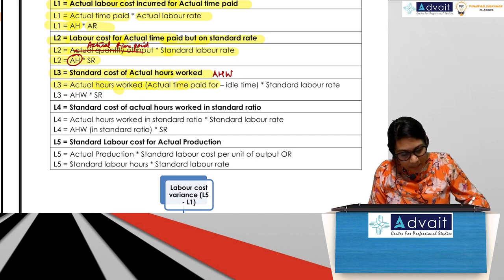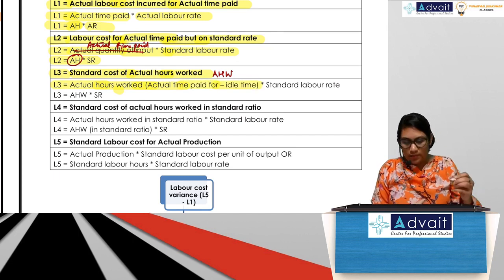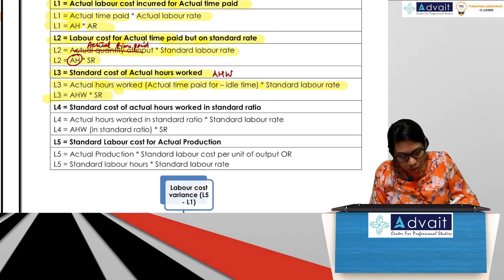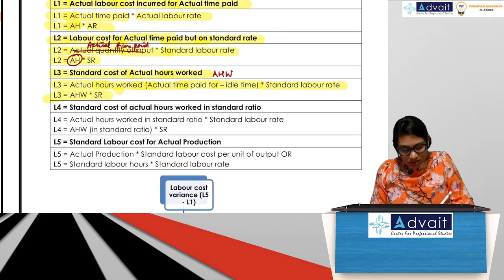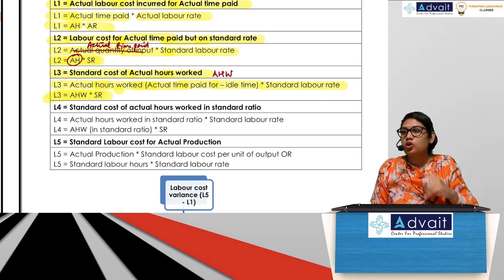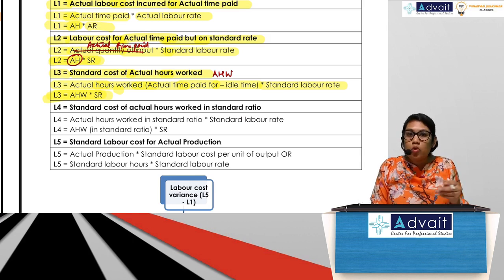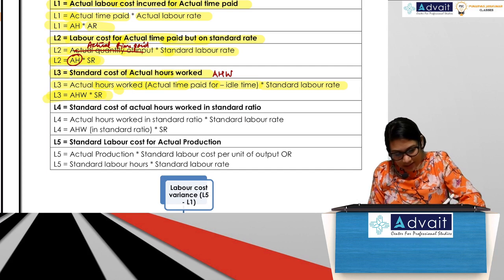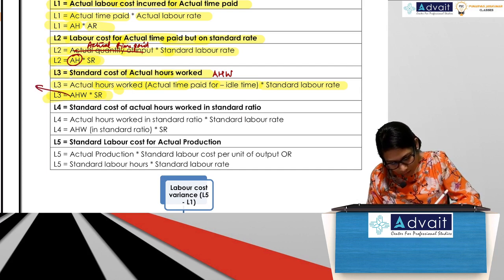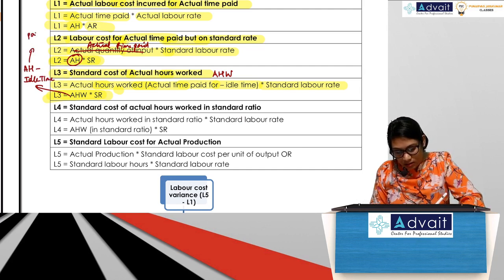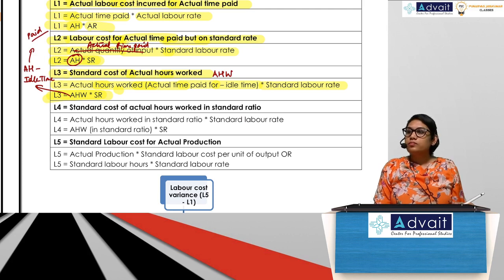That is actual time paid for minus idle time into standard labor rate. So AHW into SR. This is AH into SR. This is AHW into SR. So here you have to remove that idle time. So what is AHW? Actual hours minus idle time. What are these actual hours? Whatever we have paid for.